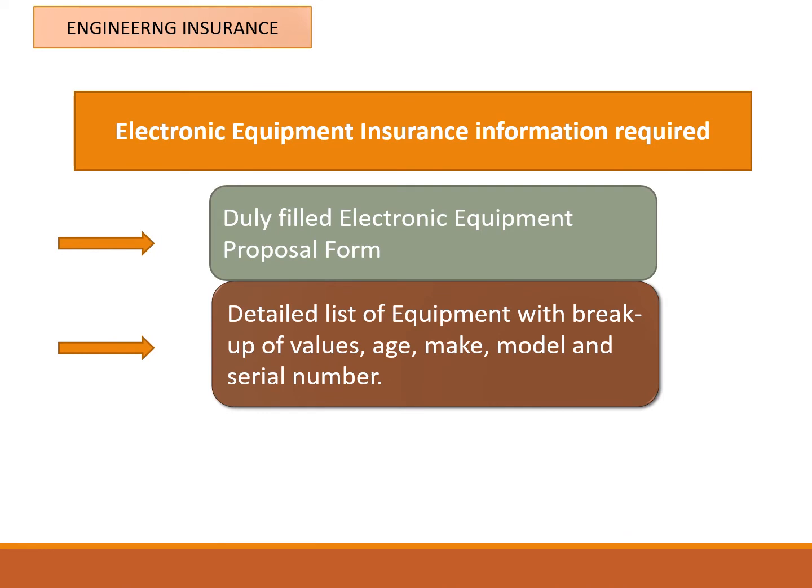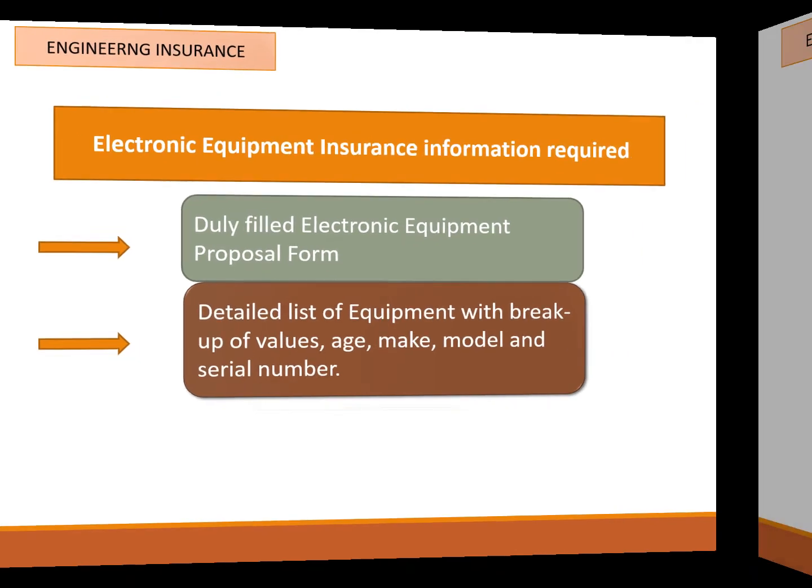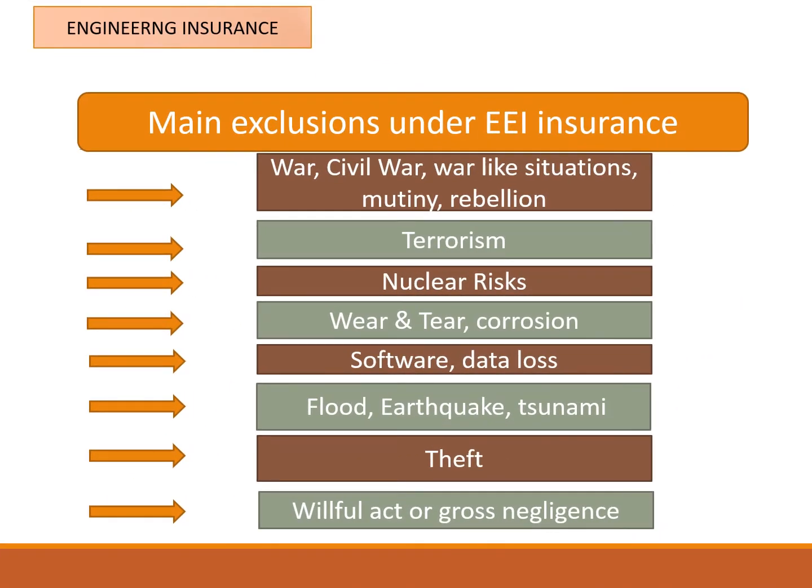The information which is required for this evaluation is proposal form and detailed list of equipment with breakup of values, age, make, model, and serial number. General exclusions which are already excluded in all engineering insurance, and some specific exclusions are software, data loss, flood, earthquake, tsunami, theft, willful act or gross negligence, which are not covered under electronic equipment insurance.